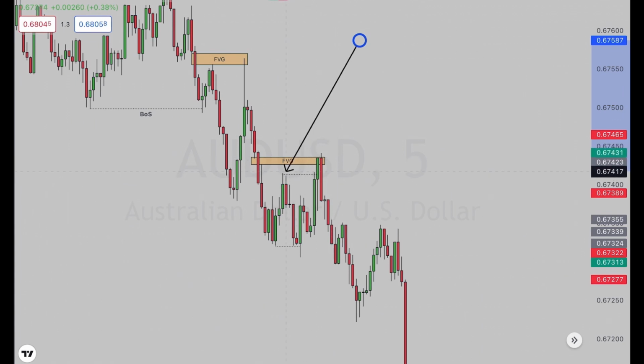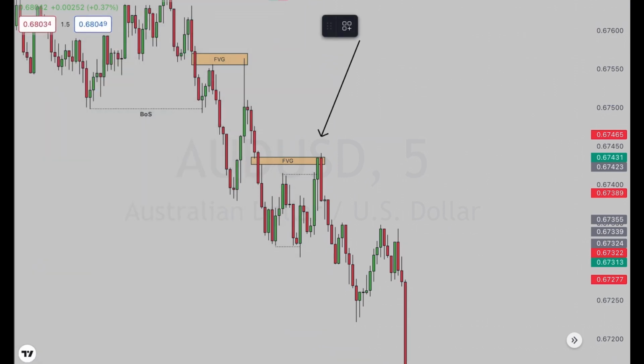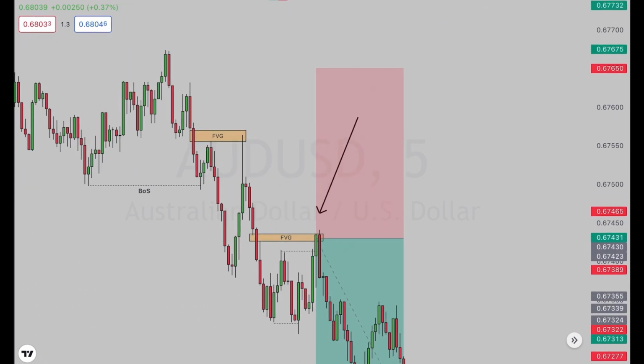Okay, so we know that price will go above this high to take out buy side to run lower, but how much will it go higher? Well, to the fair value gap. This is what fair value gaps are used for. Okay, so here you go. Let's just draw it out for you guys. So right when it taps into the fair value gap, that is your entry.